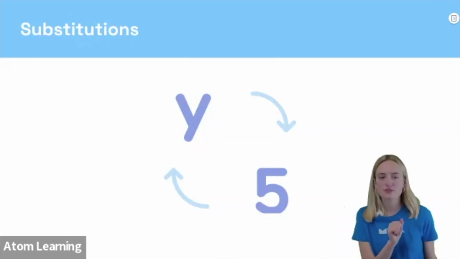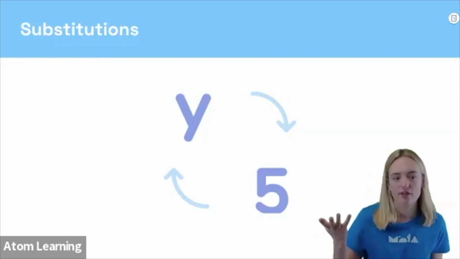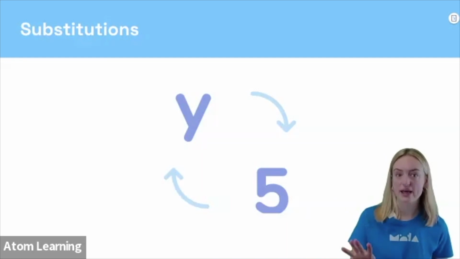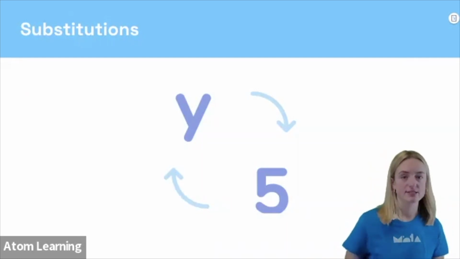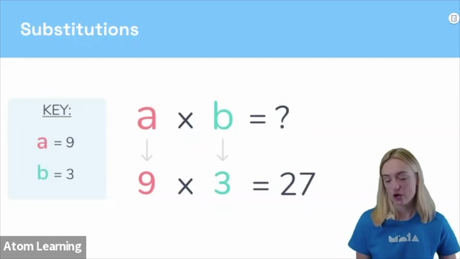Substitutions. Substitution is basically a fancy word for replacing one thing with another. In some equations, we're going to find letters standing in the place of numbers. To solve these problems, we need to substitute letters for their number and then do the calculation. So let's have a look at an example.